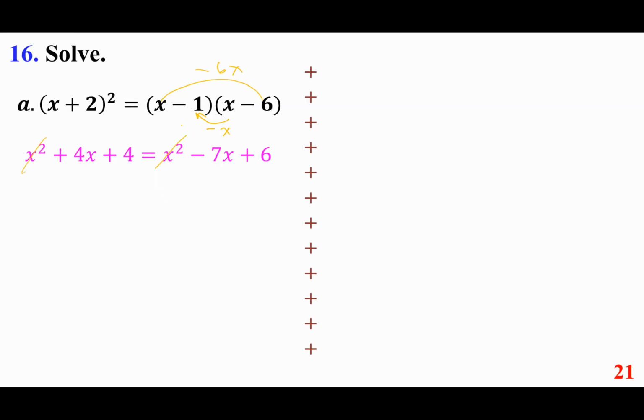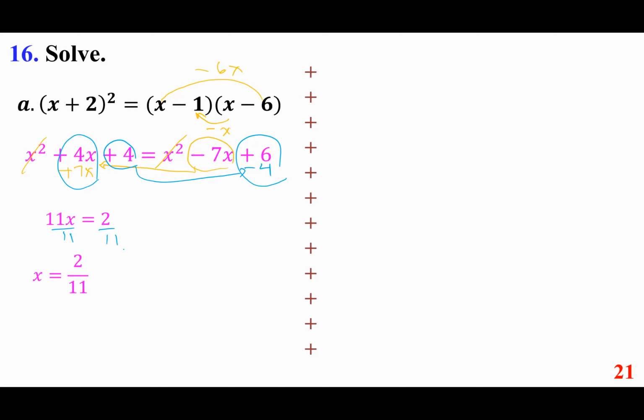Now, we're going to move this one this way, and we make it plus 7x. We're going to move this one this way, and we make it minus 4. This is 11x, this is 2, and divide by 11. And as always, you can check the work, and that's your final answer.